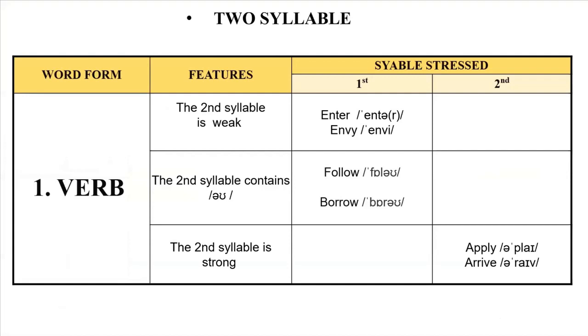Remember that there are 3 same features for putting stress on verbs, adjectives, and adverbs. First of all, for verbs, if the second syllable is a weak syllable or contains O, then the first syllable is stressed. For example, the verb "enter" has the second weak syllable, "ter," containing the schwa. Therefore, it is stressed on the first syllable. If the second syllable contains O, the first syllable is stressed. For example, "follow," "borrow." If the second syllable is a strong syllable, then the second syllable is stressed, even if the first syllable is also strong. For example, the verb "apply."